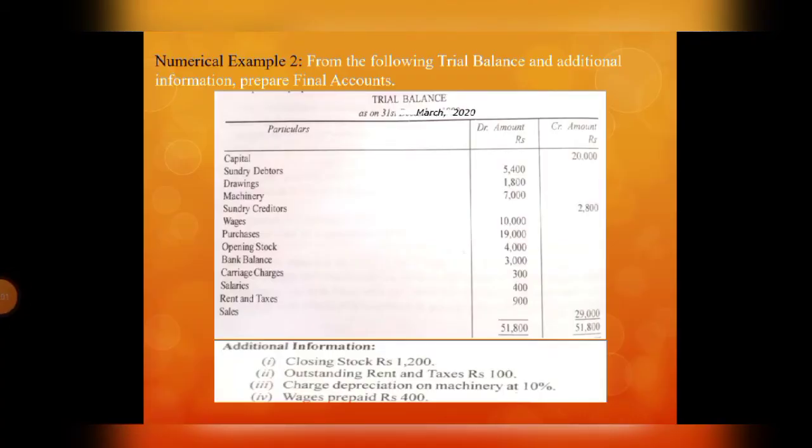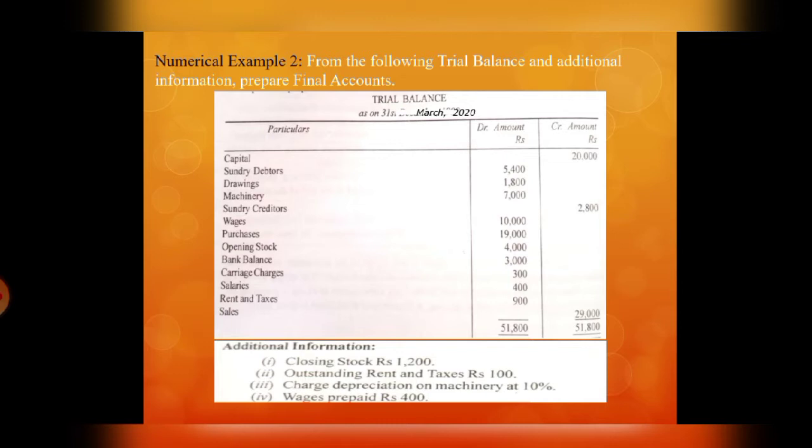Hello students, in today's video we'll see a numerical example on preparation of final accounts. Now this is the second example. The first example we have seen without adjustments. That means in that example it was assumed that the accountant has taken into consideration all the adjustments, all the outstandings or prepaids into consideration while preparing the trial balance.